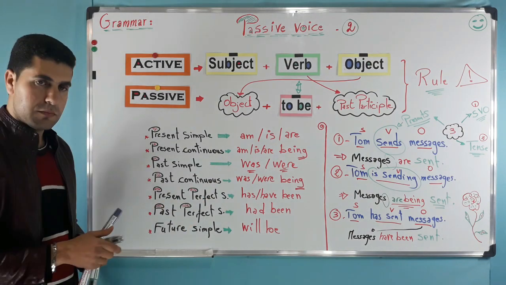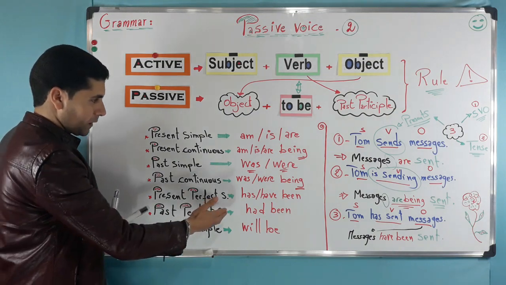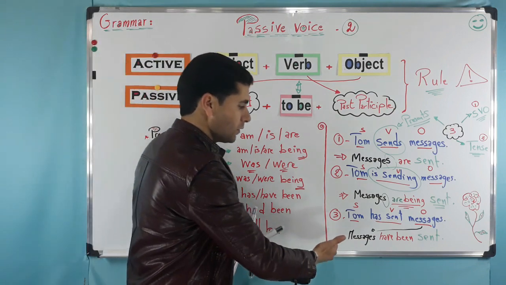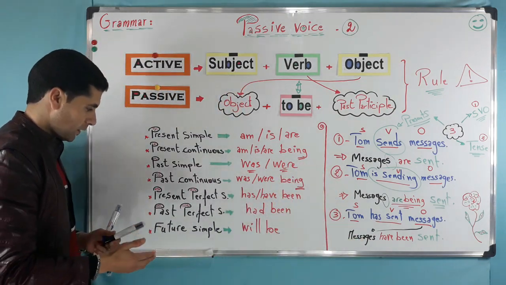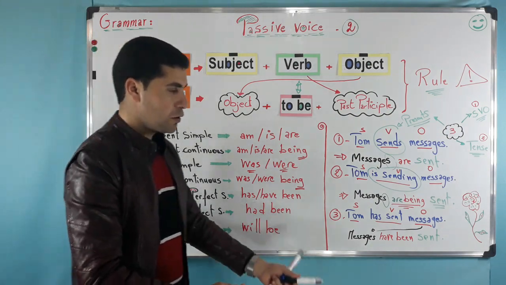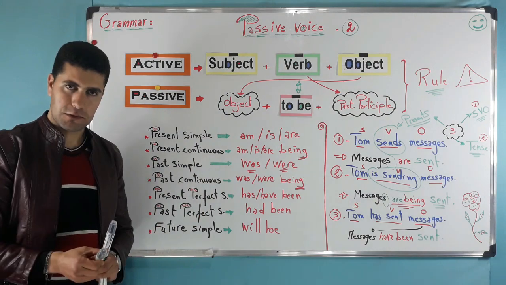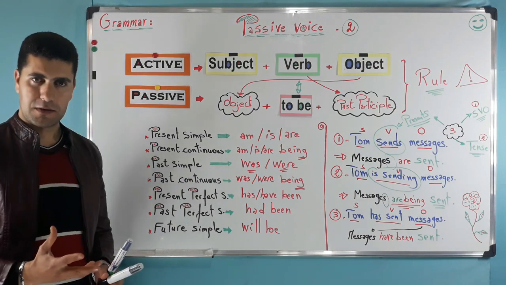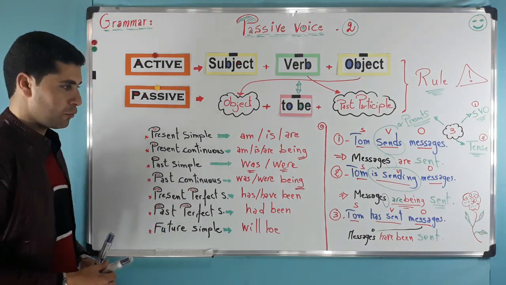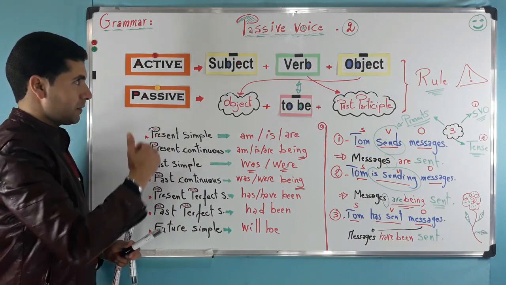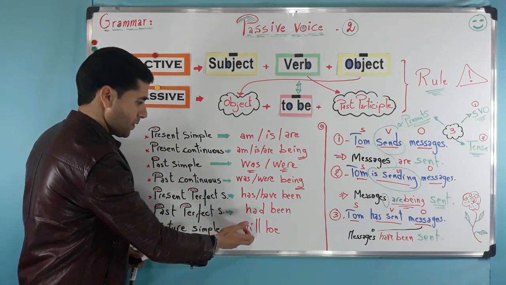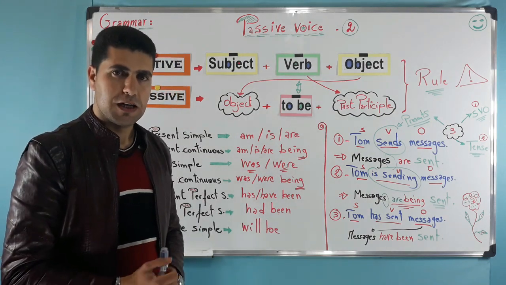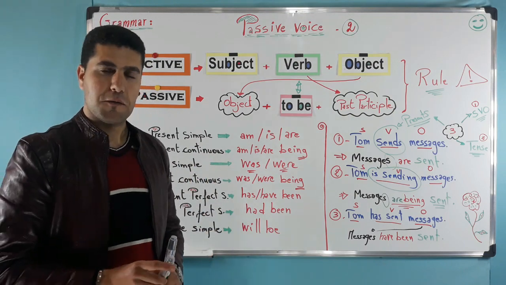If it is the past perfect, for example, Tom had sent messages, the passive will be: the messages had been sent. If it is in future, it will be, for instance, Tom will send messages, so messages will be sent. Messages will be sent. This is very easy actually to remember. We will talk about the passive voice in another episode with modal verbs, and modal verbs are very easy to remember when it comes to the passive voice.